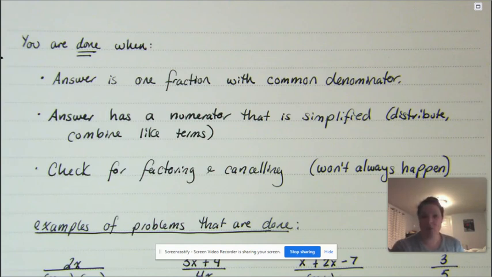You're going to be done when your answer has a numerator that is simplified. So when you've distributed things, when you've combined like terms, if the top pieces all come together and everything's combined as much as it possibly can, that's when your answer is going to be done.